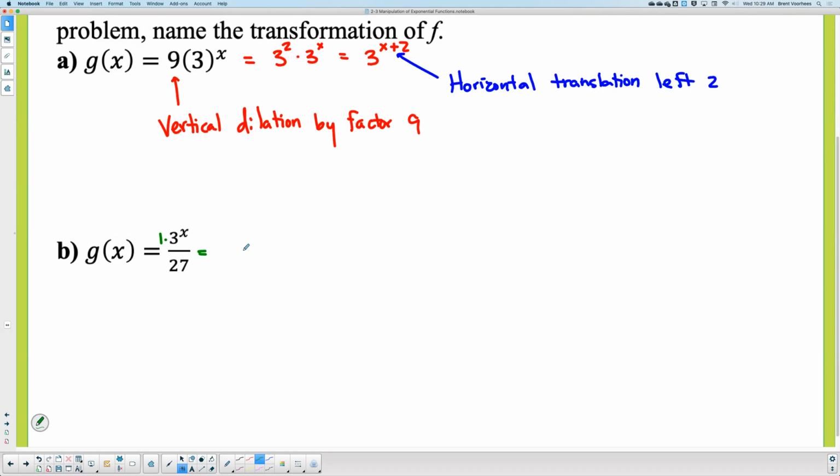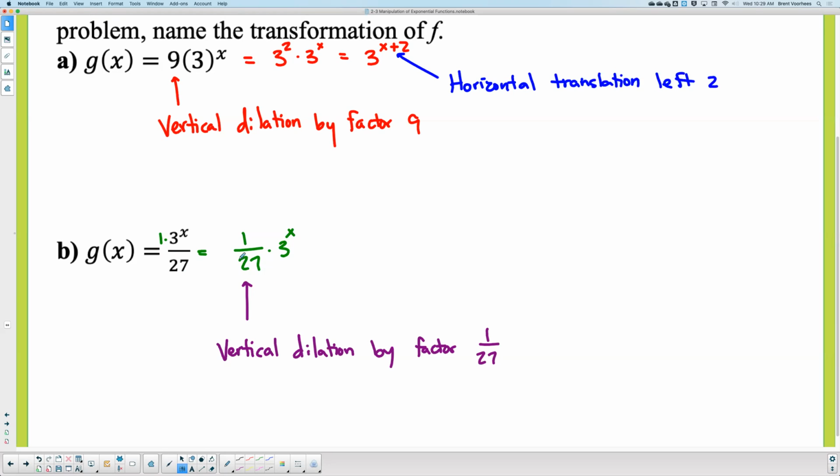How could I rewrite this equation? 1 over 27. You got it. There you go. So what's happening this time? Vertical dilation, because it's not part of the x, it's part of the y's. Multiplying, dividing is always dilation. What's our factor that we're multiplying by? 1 over 27. That means I'm dividing the y's by 27.